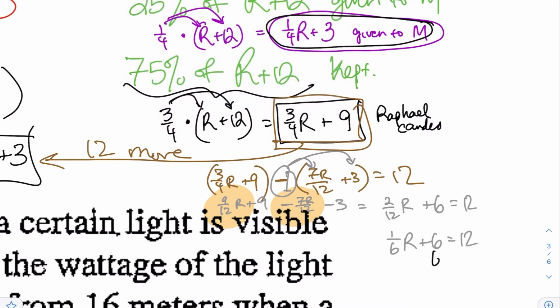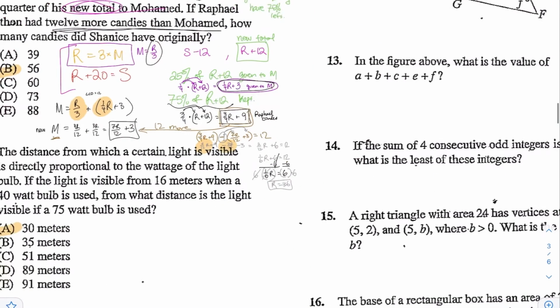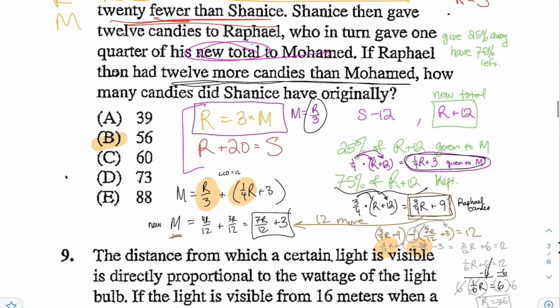If you subtract 6 from both sides, you get that 1/6 of r is equal to 6. And if you multiply by 6 on both sides, cancel out that reciprocal, you get that r is equal to 36, finally. So once you know that Raphael is equal to 36 candies, you can then substitute back in here. Shanice is r plus 20, or 36 plus 20, which is equal to 56. And that's how you get choice B.